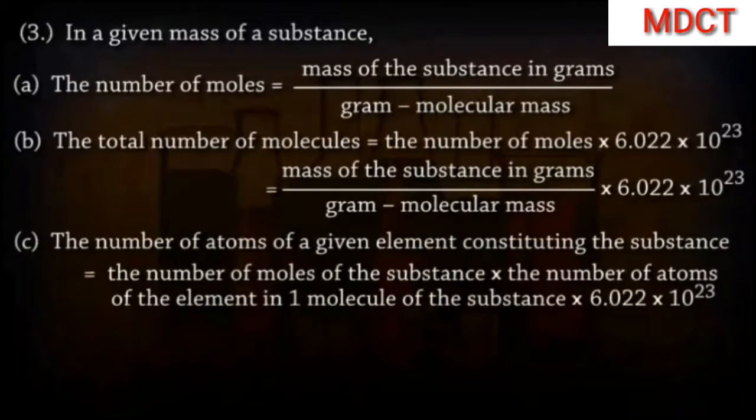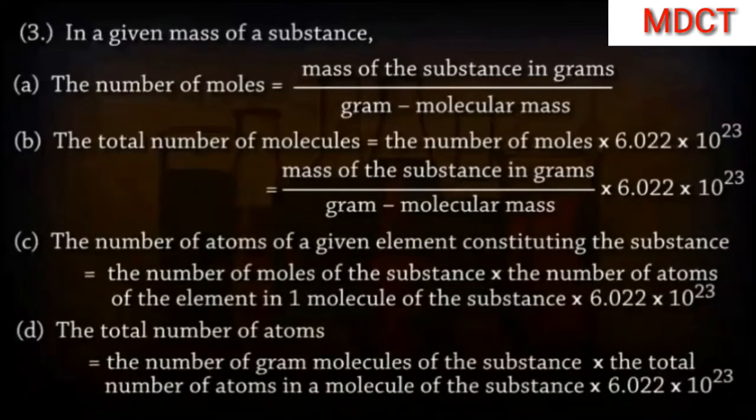C. The number of atoms of a given element constituting the substance is equal to the number of moles of the substance times the number of atoms of the element in 1 molecule of the substance, times 6.022 × 10^23. D. The total number of atoms is equal to the number of gram molecules of the substance times the total number of atoms in a molecule of the substance, times 6.022 × 10^23.